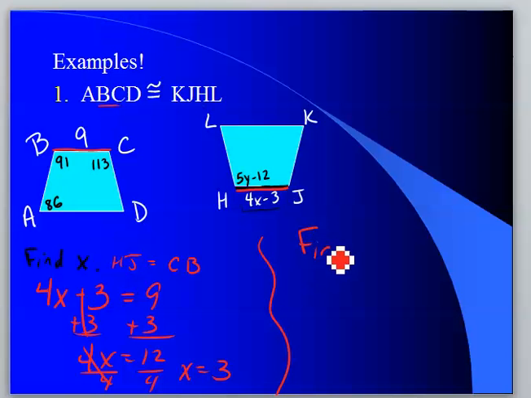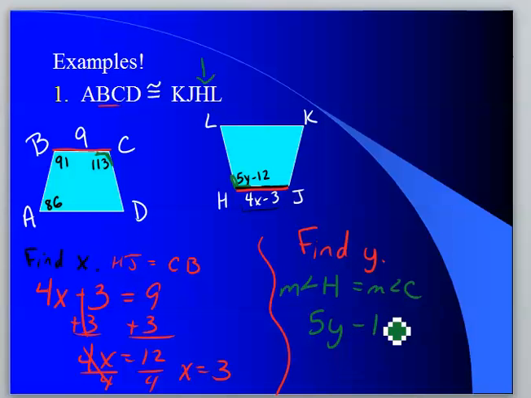Next, we're going to find y. So I'm going to look at my diagram and find the y. We have 5y minus 12 is this corner angle at H. H is the third letter, C is the third letter, so angle H is the same as angle C. Angle C in my other figure is 113, so the 5y minus 12 is the same as 113. If we add 12, we get that 5y is 125. Dividing by 5, we get that y is 25.